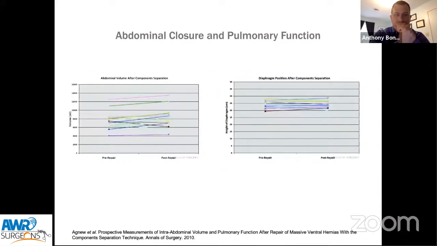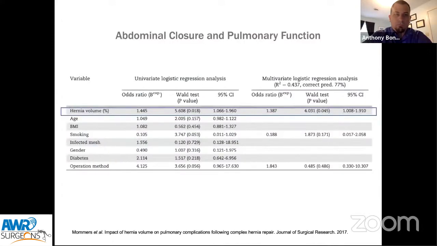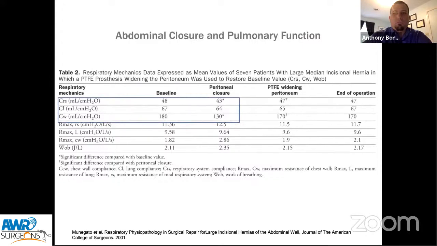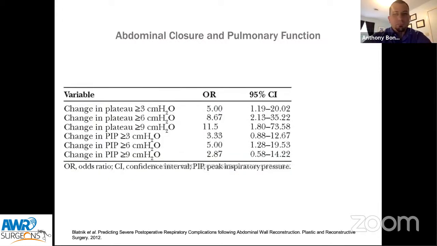This anecdotal evidence has been shown by a few studies over the past 10 to 20 years. This is a study from 2010 showing that after component separation, we don't really have much change in the diaphragmatic position, but we do have a significant increase in abdominal volume. And hernia volume, in univariate and multivariate logistic regression in this study from 2017, caused an increase in the odds ratio of pulmonary complications following hernia repair of approximately 1.5. Similarly, both lung and chest wall compliance are severely decreased with peritoneal closure, and we have significant and progressive increases in peak and plateau airway pressures.